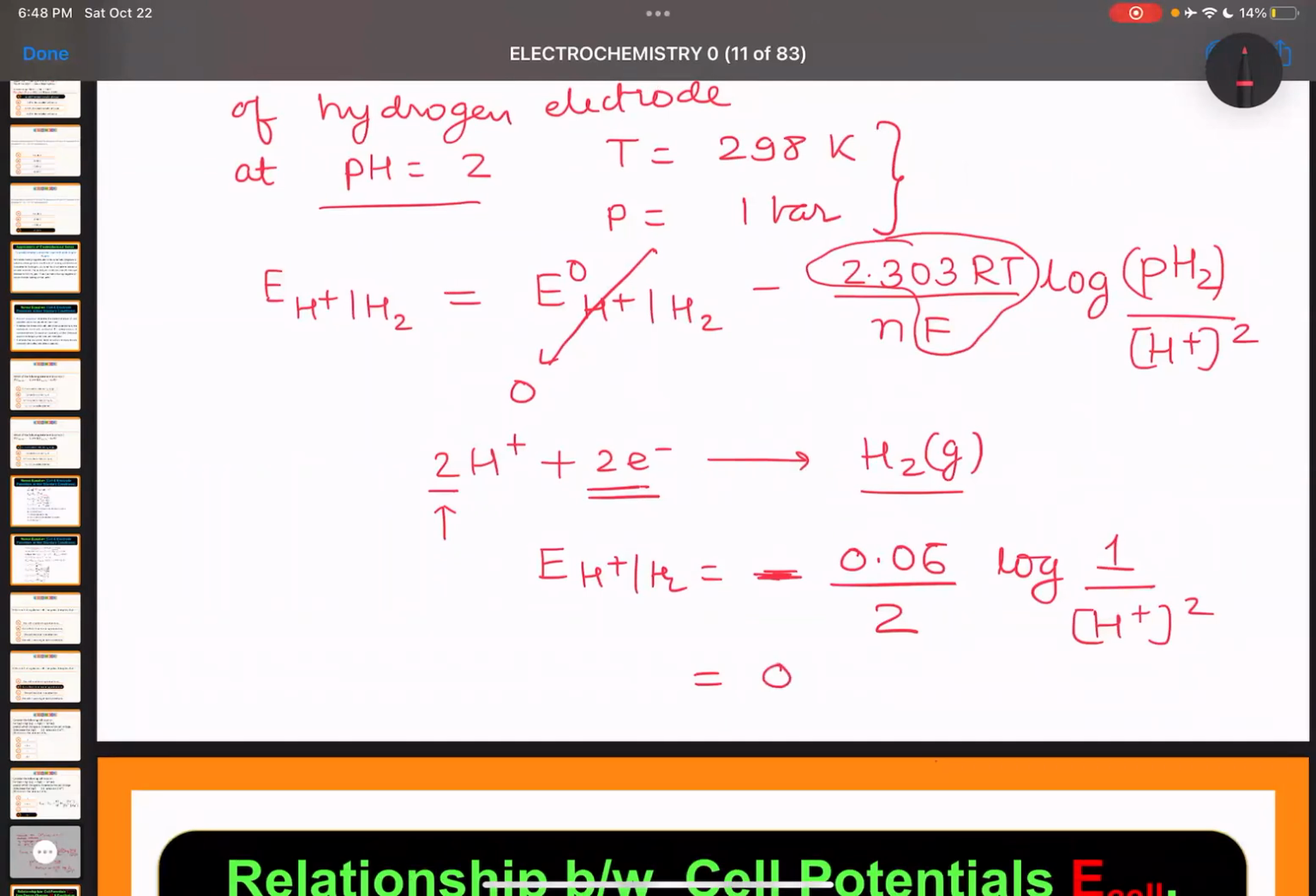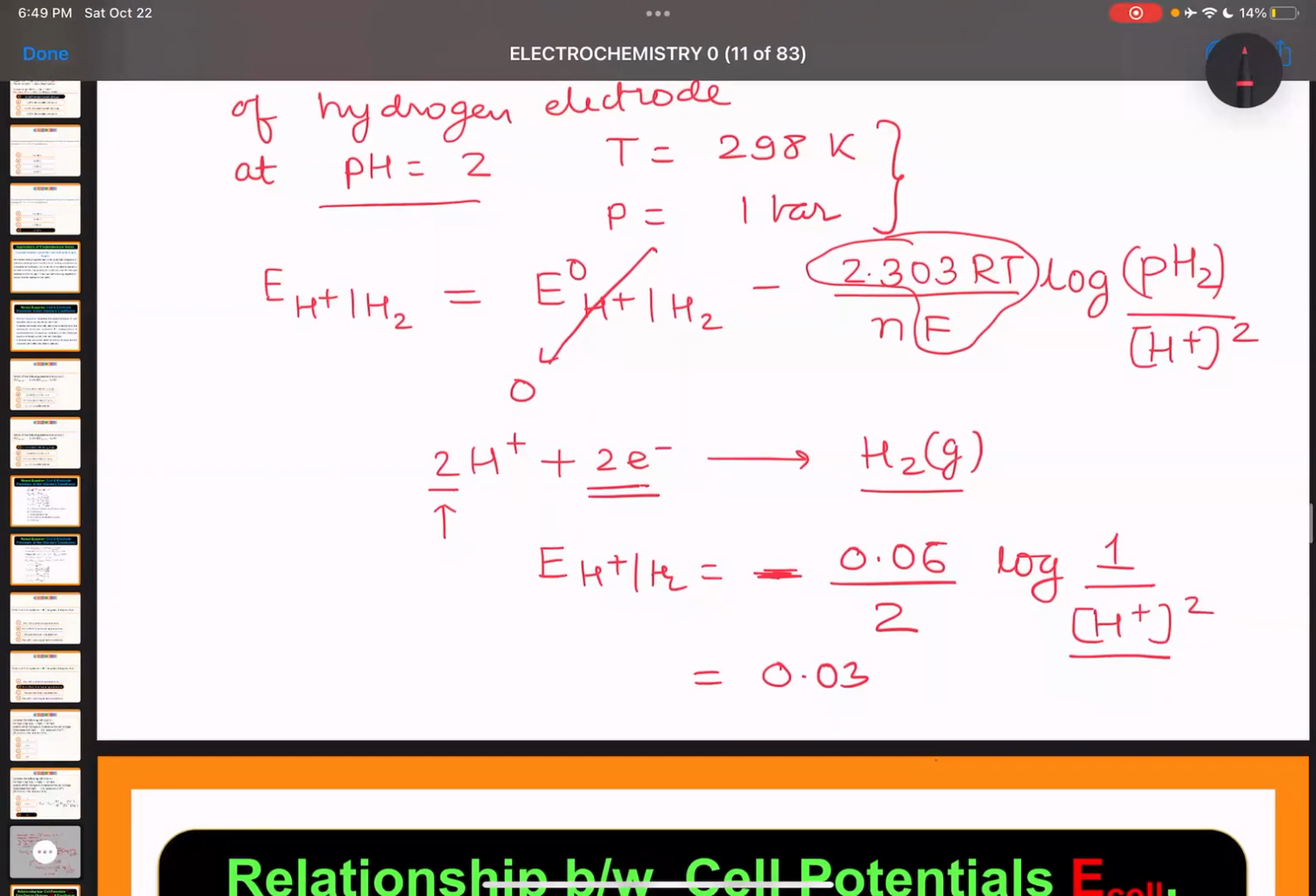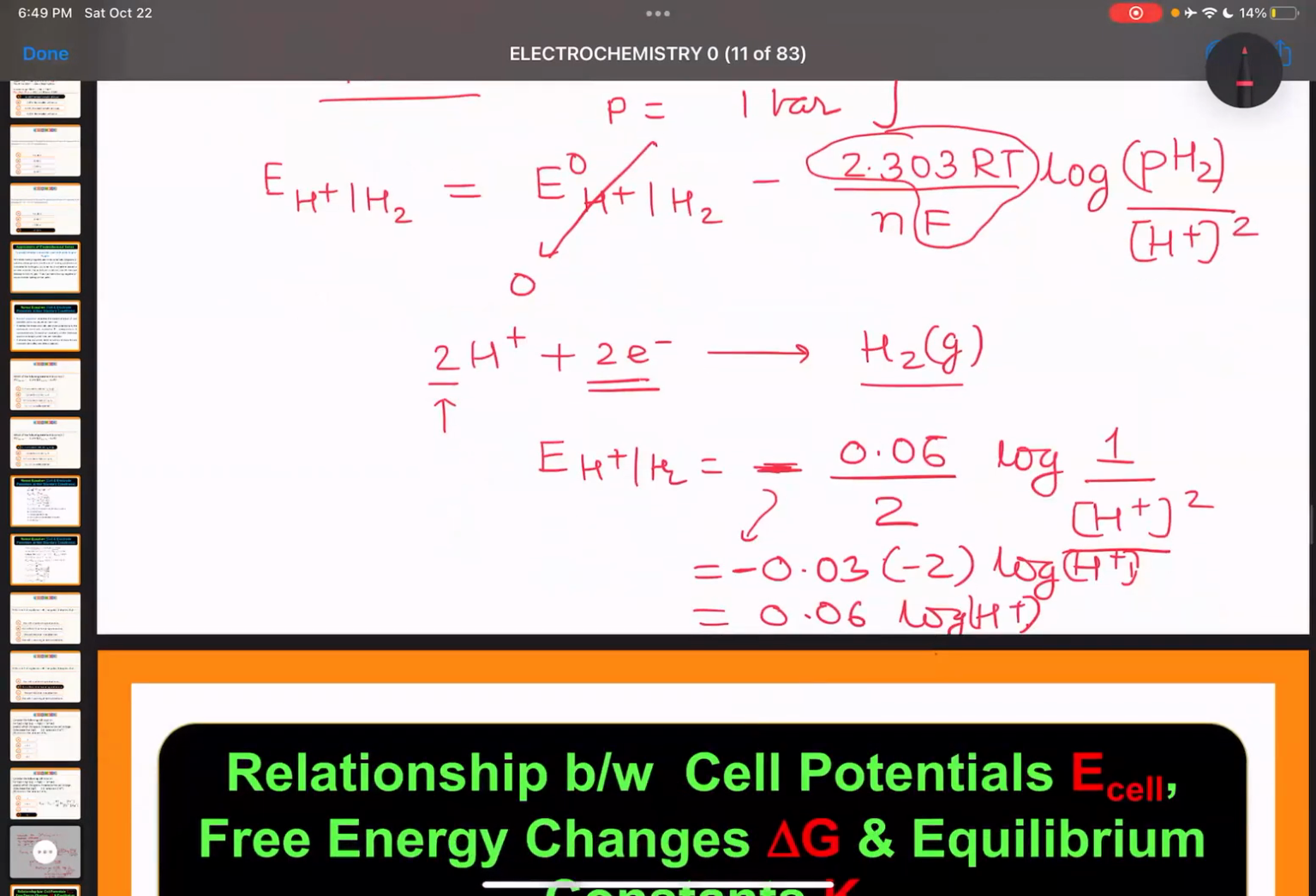So this is 0.03, I have divided it by 2. And this H plus is going to come at the numerator, so the power 2 is going to become minus 2 once it comes, and the power is going to come in the front. There was already one minus, this minus, minus 2, H to the power minus 2, and that is going to come in the front. The power of the concentration is going to come in the front. So 0.06, minus minus plus, log of H plus. And what is pH?